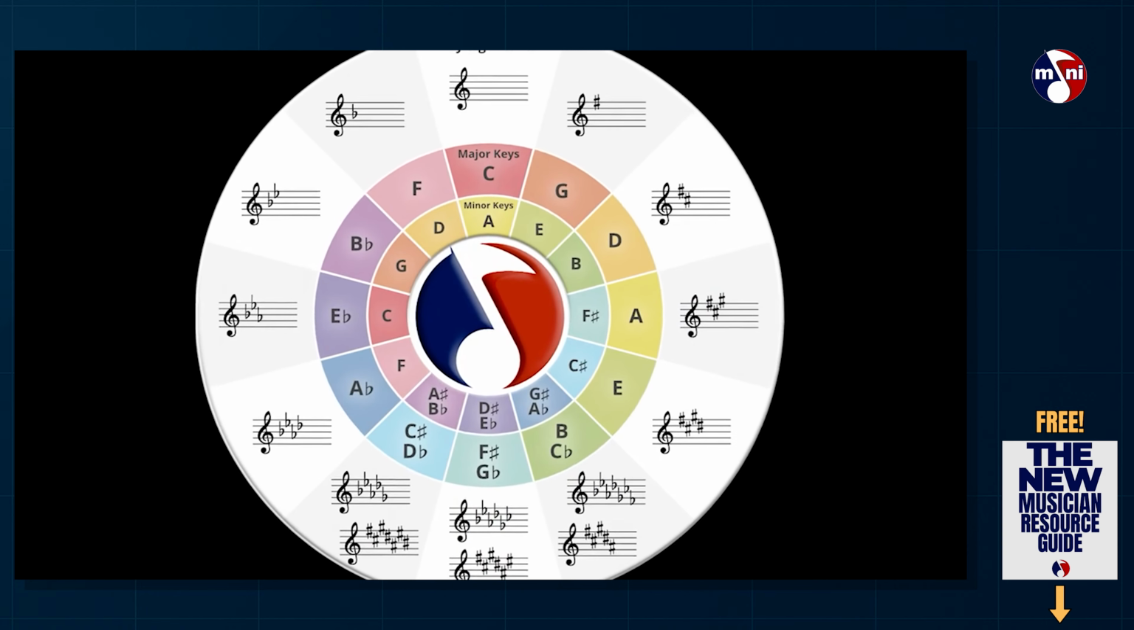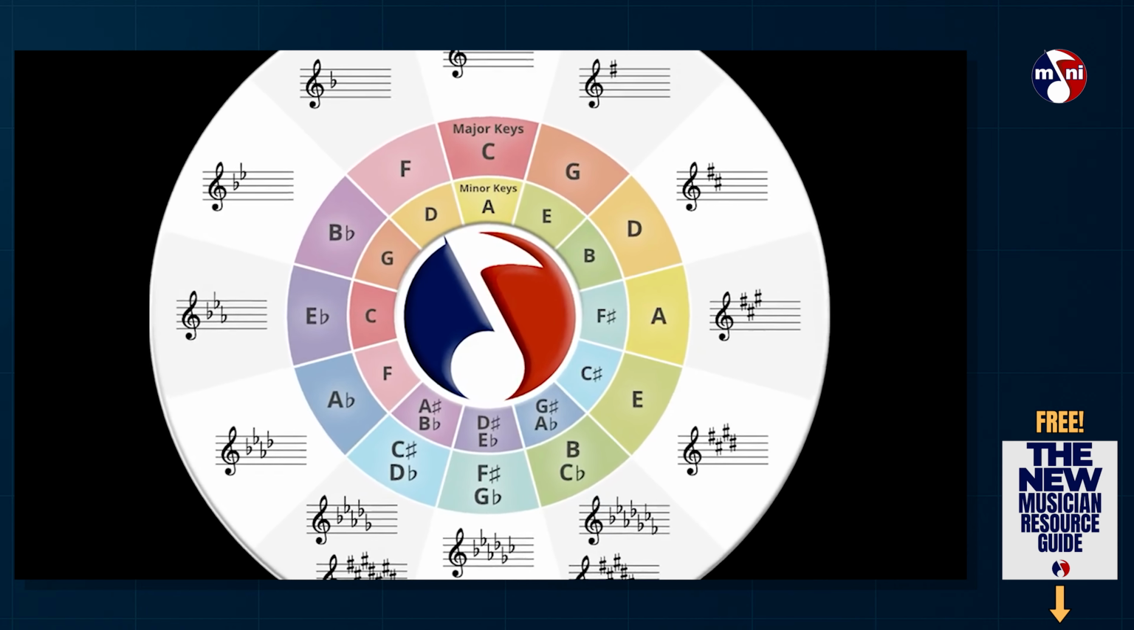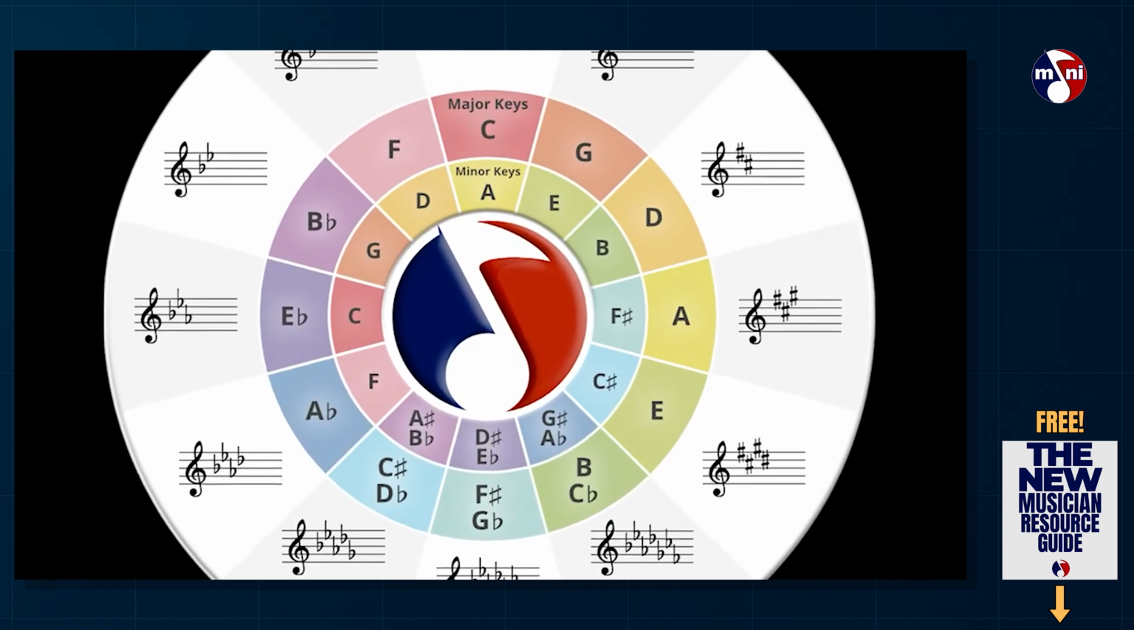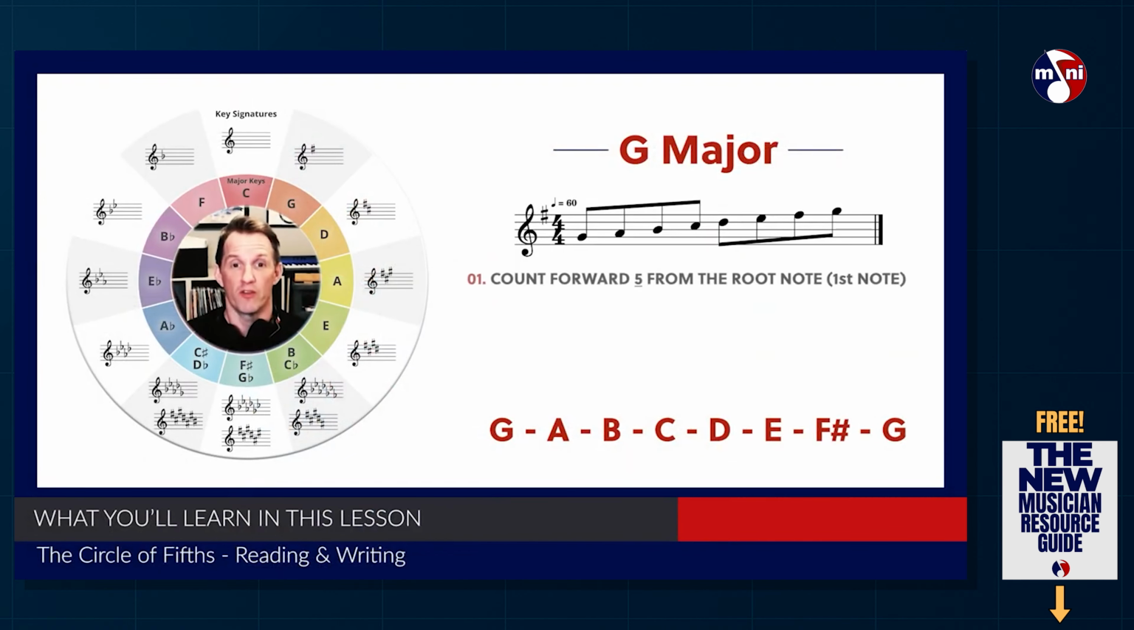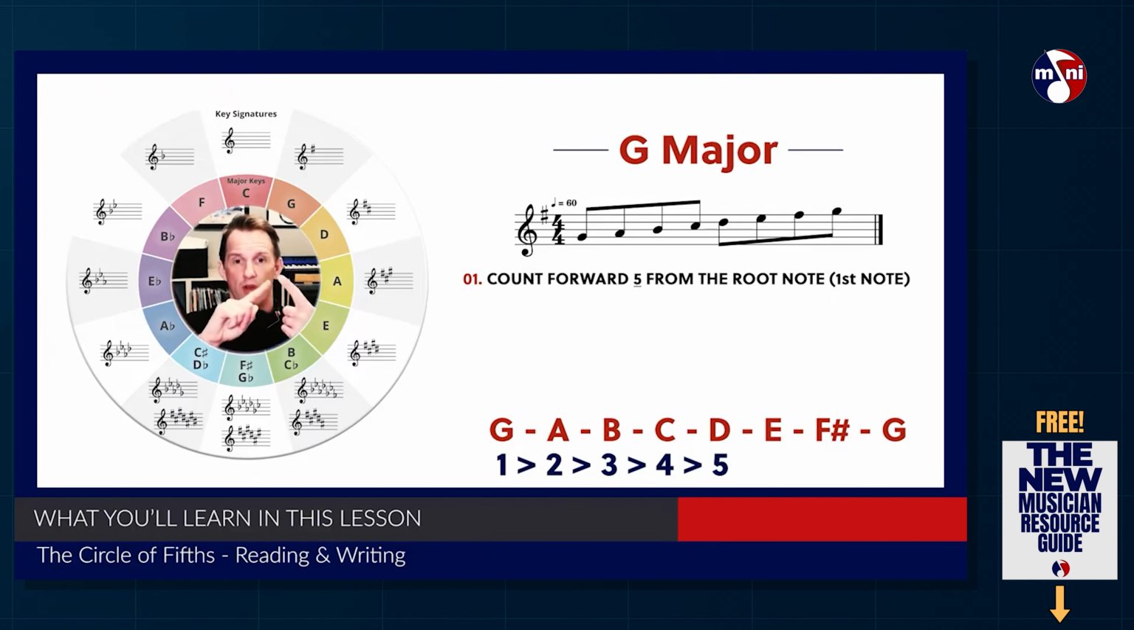Now we still need to introduce step number 4, as I mentioned earlier, and to do this we'll need to repeat the process once again. This time we start with the key of G major. We now count forwards 5 from the root note or the first note in the musical alphabet: G, A, B, C, D.